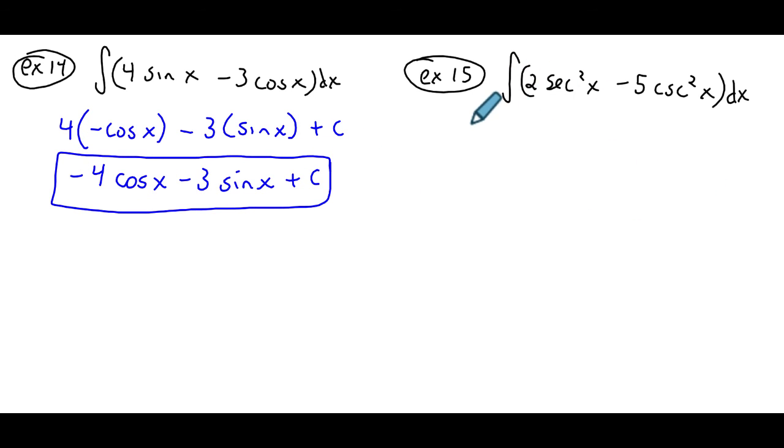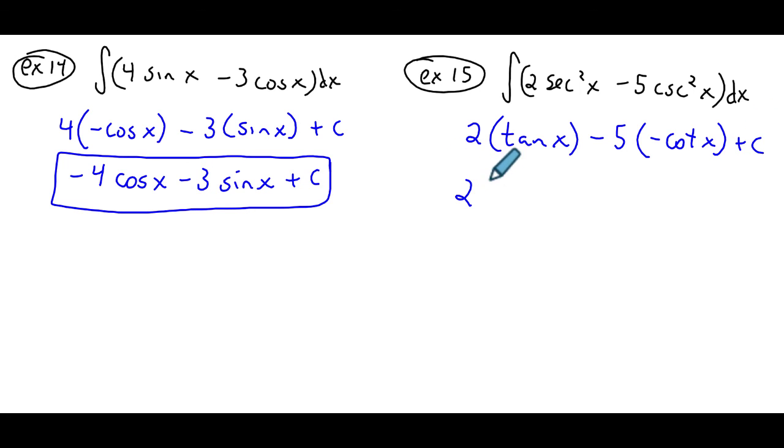Same thing here. I'm going to take my 2 out, and I have secant squared x. Well, I know the integral of secant squared x is tangent of x, and I know the integral of cosecant squared x is negative cotangent of x. So my final answer would be 2 tangent x plus 5 cotangent x plus c.